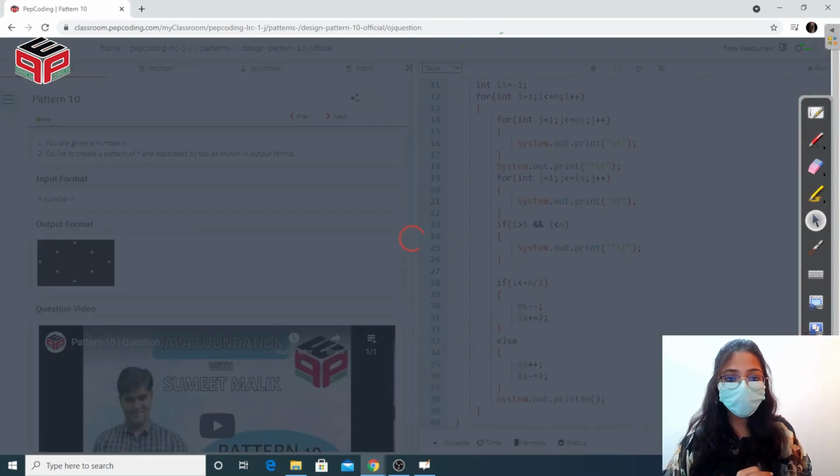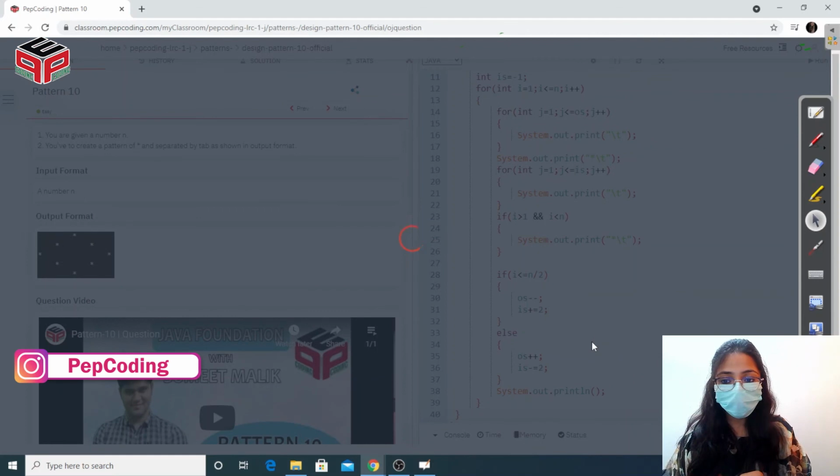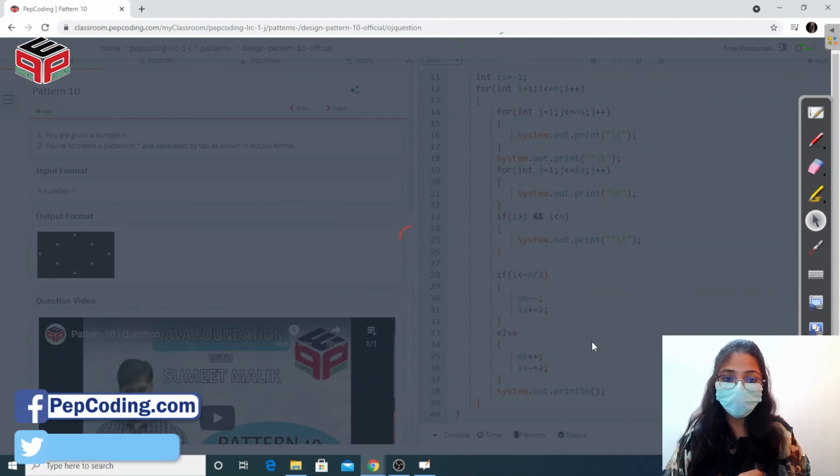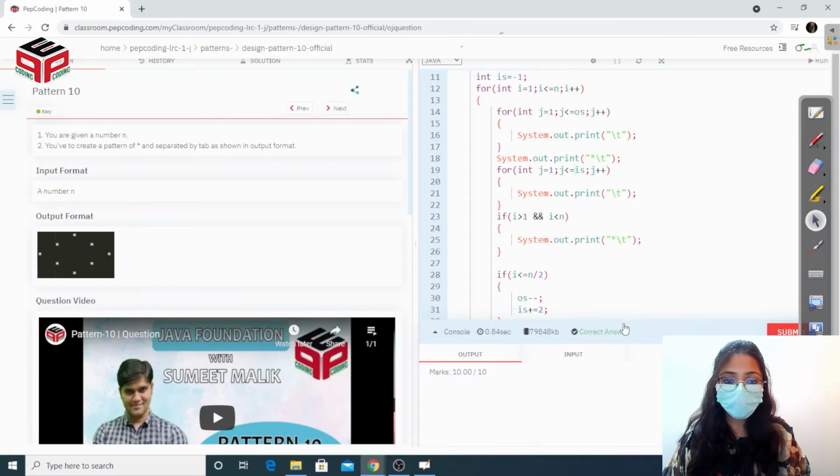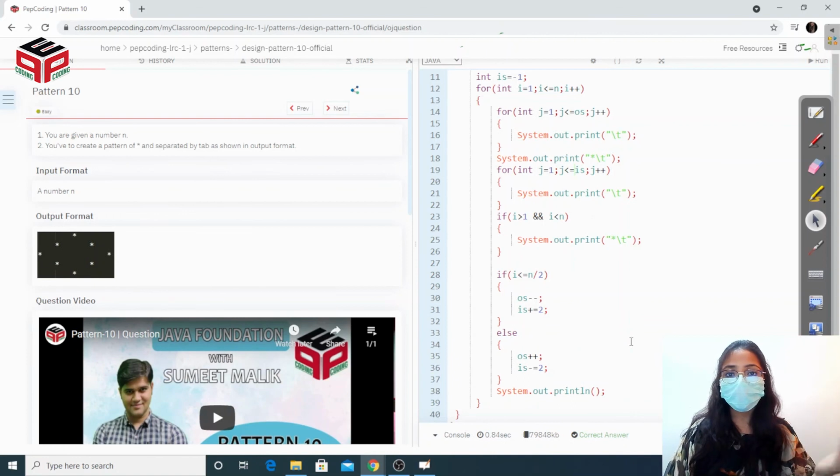So we are going to submit it. So it was the correct answer. So we discussed pattern 10, which was something like a diamond. I hope you understood the concept of outer spaces and inner spaces. And I hope you understood what we were doing in the question.